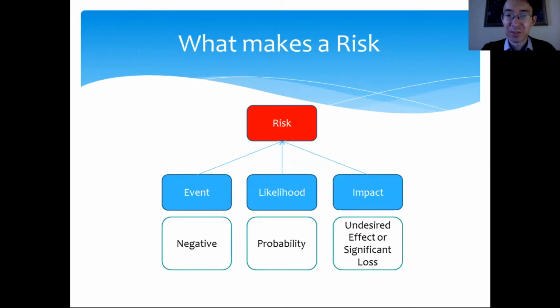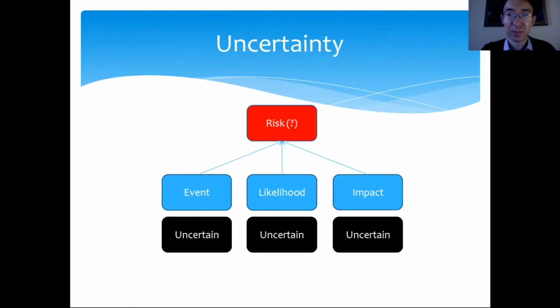Risk requires a likelihood, and risk has an impact. So whenever we have these three things together, we say that we have a risk. There should be an event, something should happen, and it should be negative, to be a risk. Likelihood is the probability of that event happening, and impact is usually an undesired effect or significant loss when it comes to income or profit.